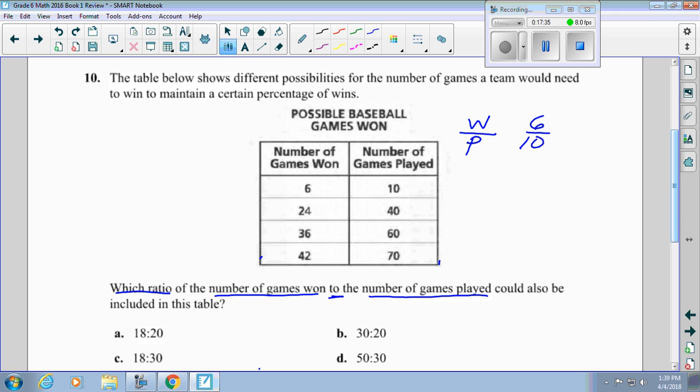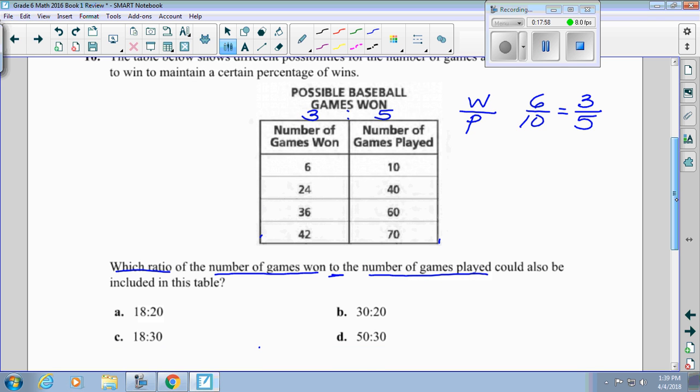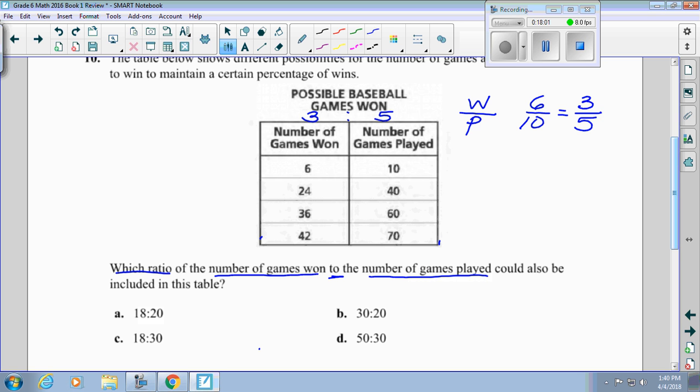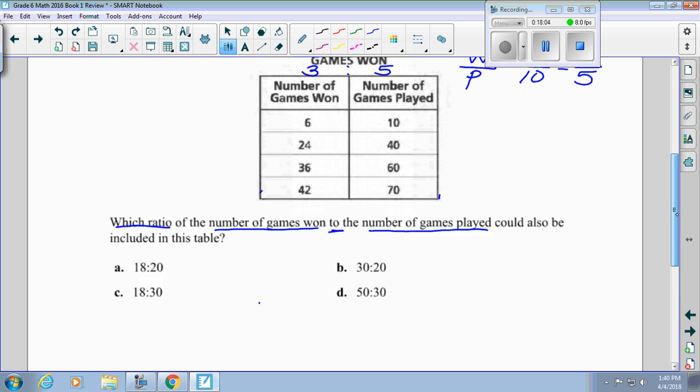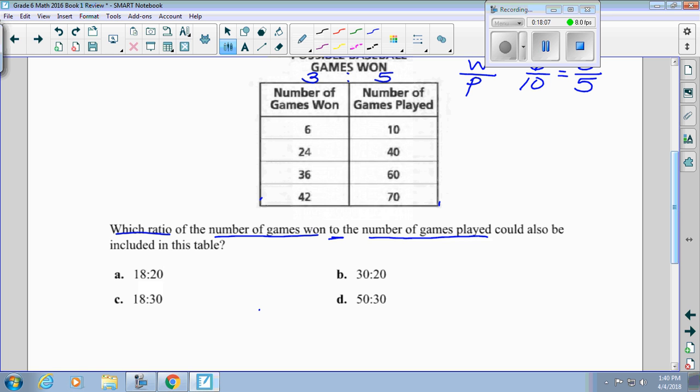So we're looking for an equivalent ratio, essentially, that's equal to 6 to 10. Well, if we simplify 6 to 10, that means for every 3 games that they won, they played 5. And I got that because 6 and 10 are both even numbers, and they're divided by 2 on each of those. So for every 3 games that they won, they played 5. So we're looking for a ratio that we could scale down to get 3 to 5, or we could scale down to get 6 to 10. All right, so 18 to 20. Is that the same as 3 to 5? Or you could say, is that the same as 6 to 10?